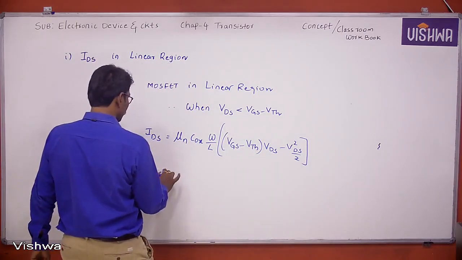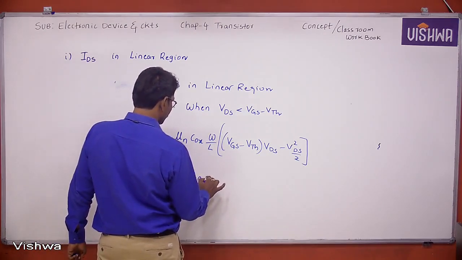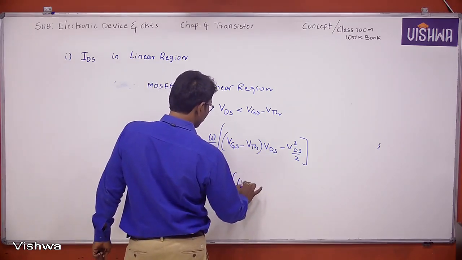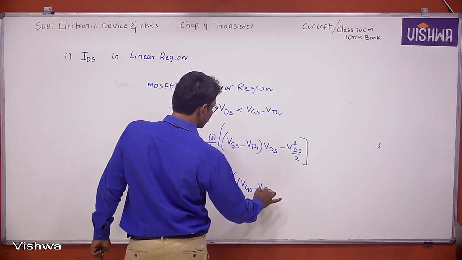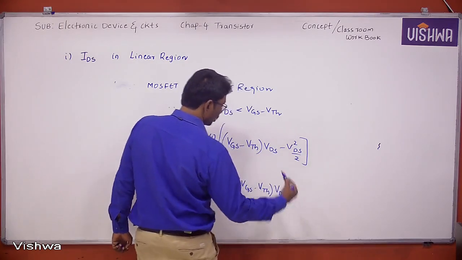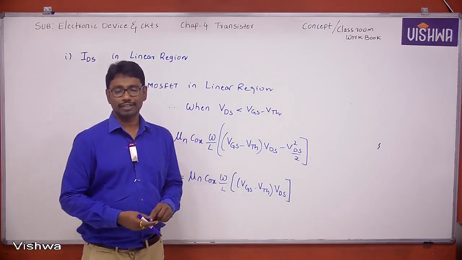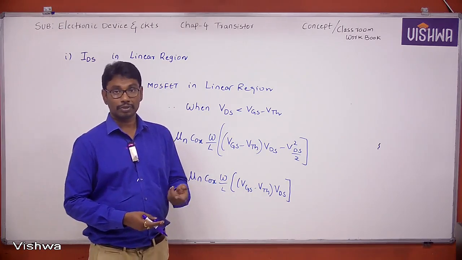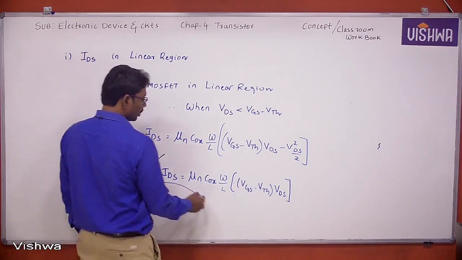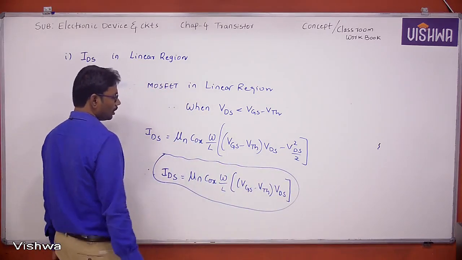Therefore, this IDS equation is nothing but IDS equal to mu n into COX W by L into VGS minus VTH into VDS. That means we are neglecting the VDS square term. For example, if VDS is 0.1, what is VDS square? 0.01. It is a very small value, so we can neglect it. This is the current equation in linear region.